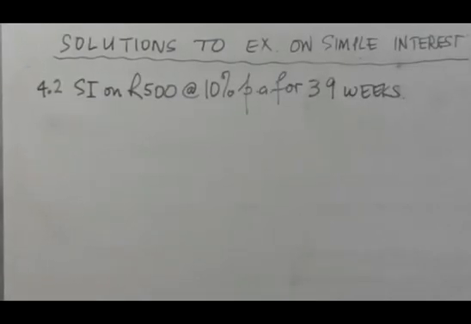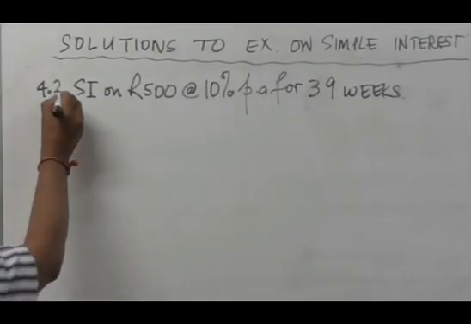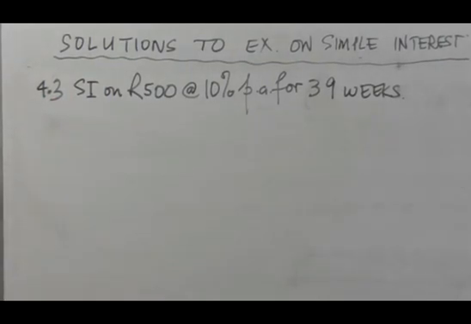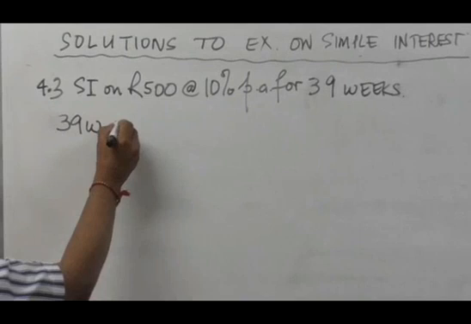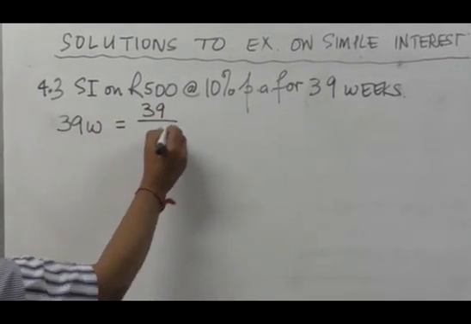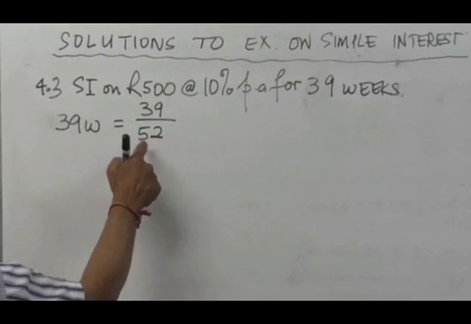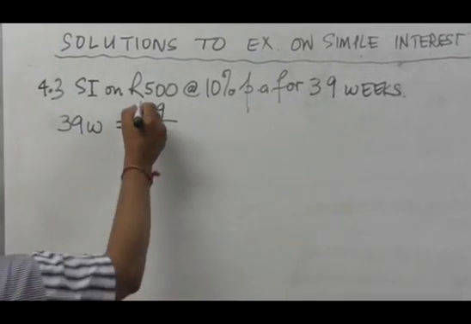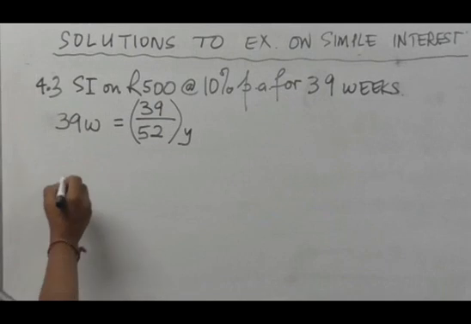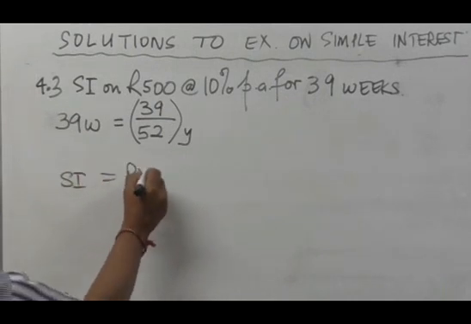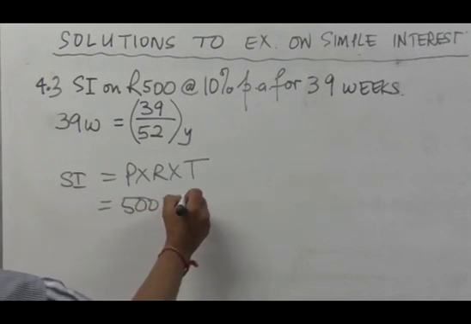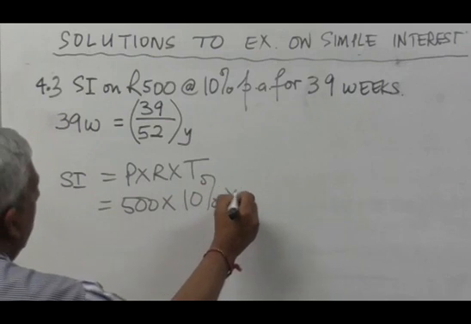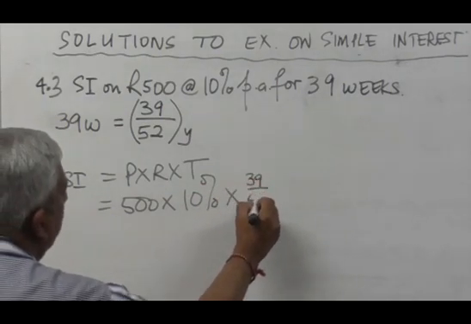Okay, we're looking at 4.3. Simple interest on 500 Rand at 10% per annum for 39 weeks. Once again, 39 weeks has to be converted. So 39 weeks is equal to 39 divided by 52, because there's 52 weeks in a year, and so that's now converted. Simple interest is equal to P times R times T. The principal is 500 times the percentage, 10%, times 39 over 52.